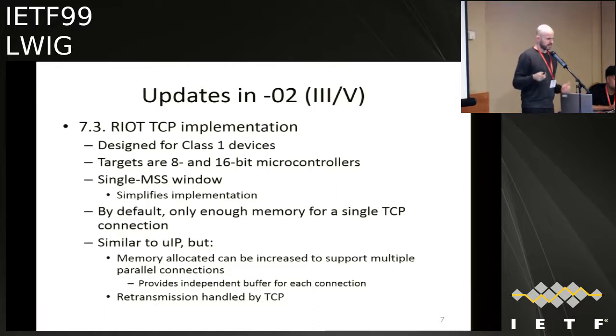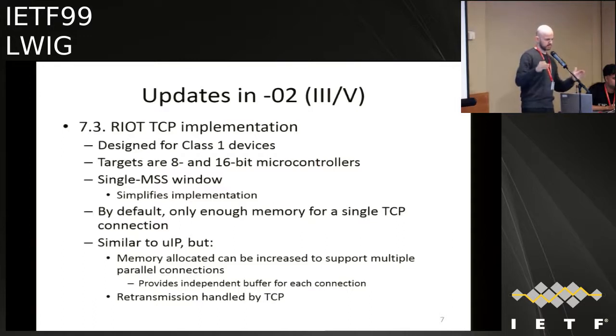Another update is in the annex of the document. If you remember, there's this annex where we are collecting details, the main features of constrained TCP implementations. Now we have added details on the Riot TCP implementation. This is an implementation designed for class 1 devices. Targets are 8 and 16-bit microcontrollers. The implementation is based on a single MSS window, so this simplifies the implementation. And by default, there's only enough memory for a single TCP connection.